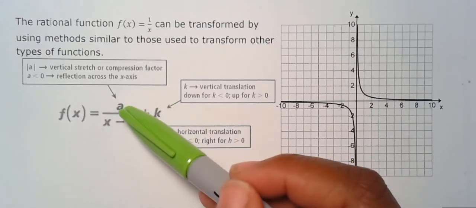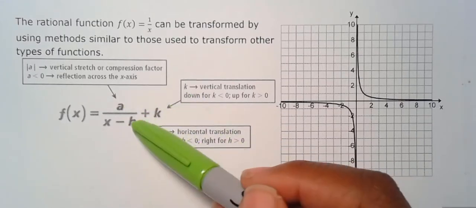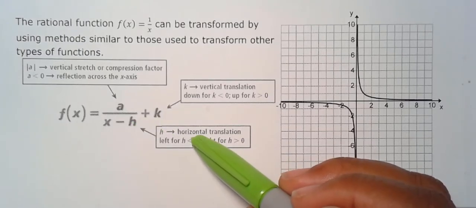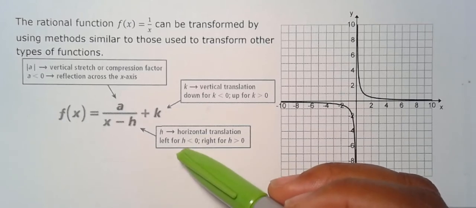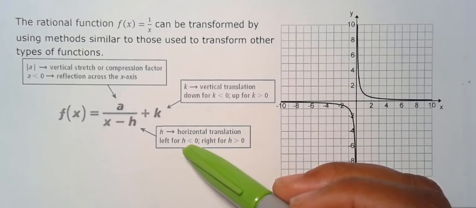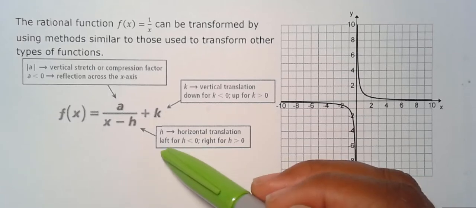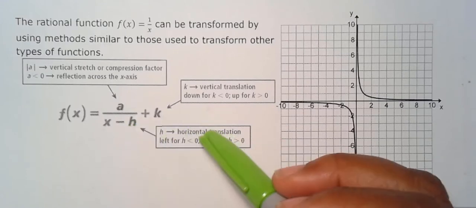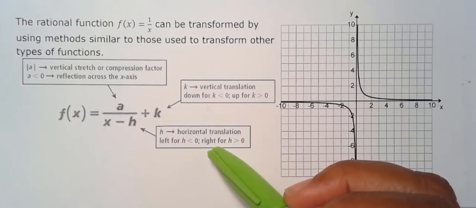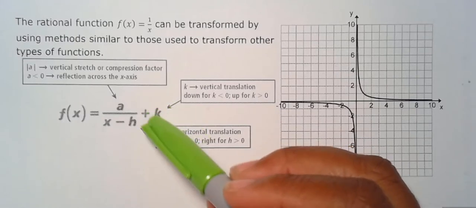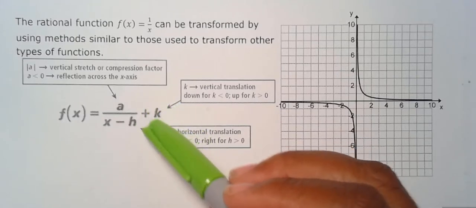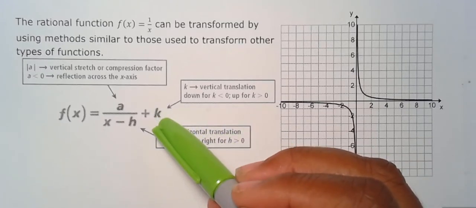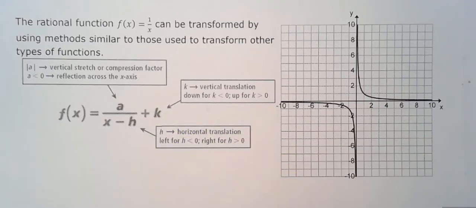So in the denominator where we see h, it's a horizontal shift. If your h is less than 0, it's going to go to the left. If your h is greater than 0, whatever this number happens to be, it's going to shift right. And then your k would be your vertical shift. If k is a positive number, it's going to go upward. If it's a negative number, it's going to go downward.